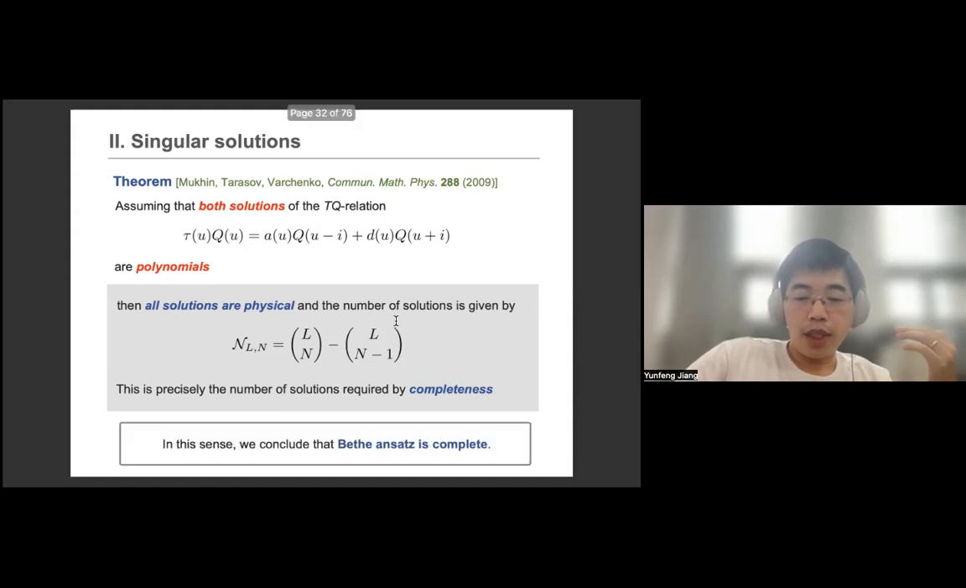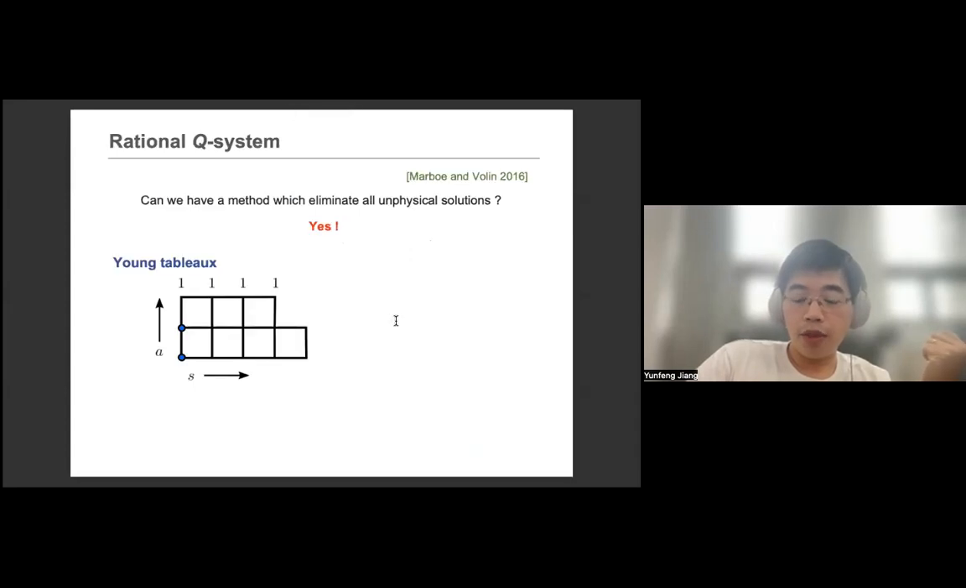So in this sense, we conclude that Bethe ansatz is complete. So you see, this really combines several different kinds of works together. We have a full picture of the completeness of the Bethe ansatz problem. So now the question is, can we have a method which eliminates all unphysical solutions?